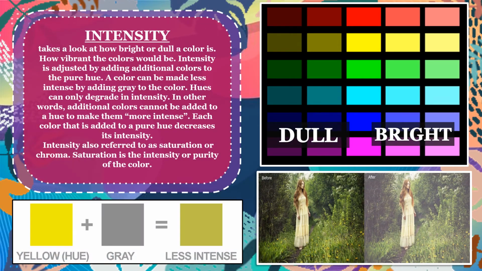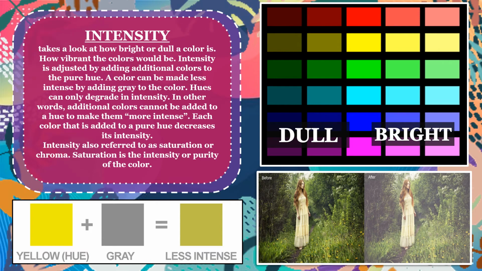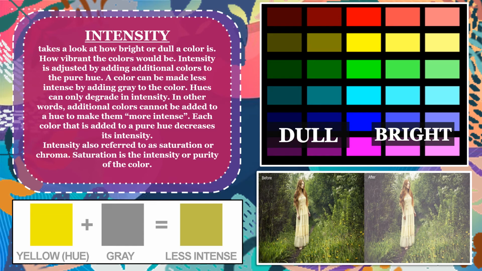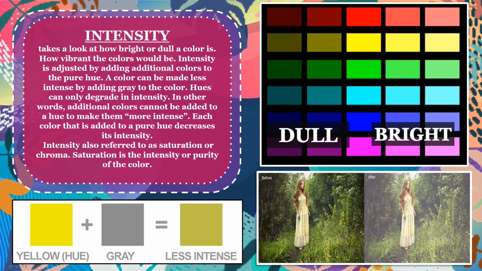Intensity takes a look at how bright or dull a color is, how vibrant the colors would be. Intensity is adjusted by adding additional colors to the pure hue. A color can be made less intense by adding gray to the color. Hues can only degrade in intensity. In other words, additional colors cannot be added to a hue to make them more intense. Each color that is added to a pure hue decreases its intensity. Intensity is also referred to as saturation or chroma. Saturation is the intensity or purity of the color.